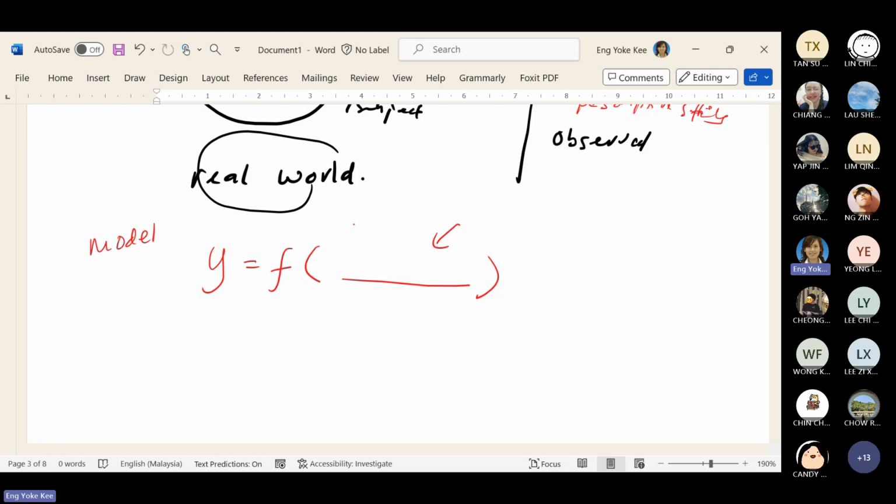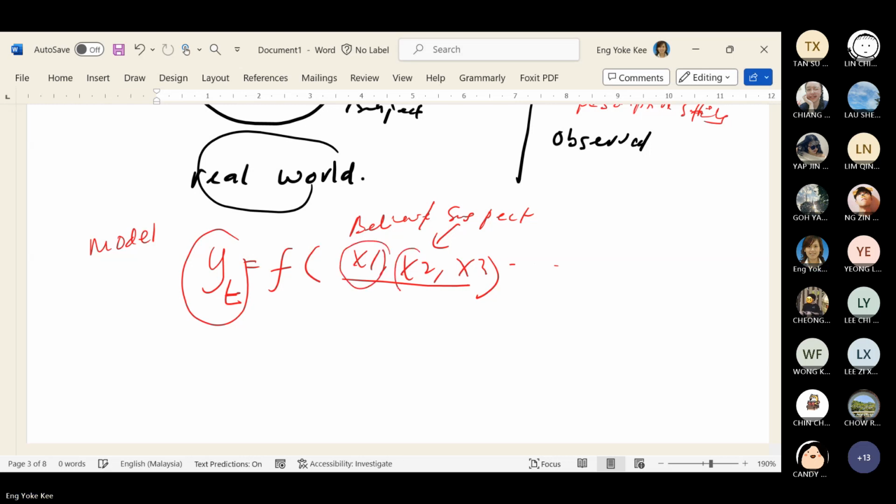On the right-hand side, this is what I believe. This is what I suspect. I will put it here, X1, X2, X3, X4. So for a time series model, I want to know over time how series Y behaves. So I start with a model, a time series model. On my right-hand side, things that I suspect. So I put 1, 2, 3.